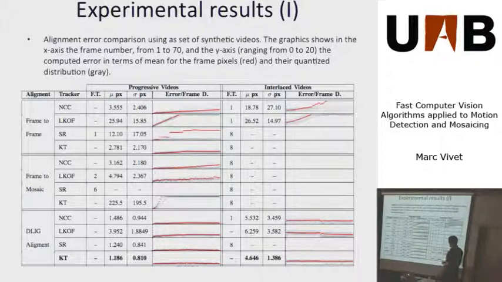And in our case, the error is maintained low during the whole sequence, with all the tracking algorithms that we have tested: normalized cross-correlation, Lucas-Kanade, SIFT, and RANSAC, which is not a tracking algorithm but is well known and used for mosaicing, and the one that we propose, Kernel Tracking.